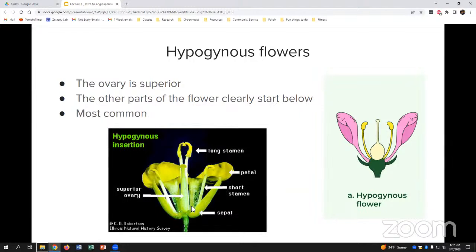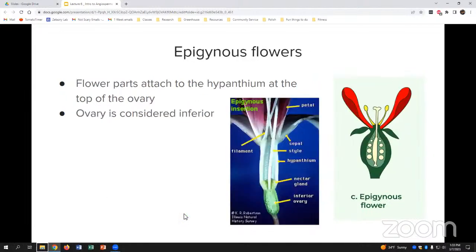Okay. So we can see that structure here in the real flower as well. Here we see the ovary a little narrower than in some of our cartoons, leading to style and stigma. We can see those other structures attaching inferior, or below, that ovary. So that's hypogynous.